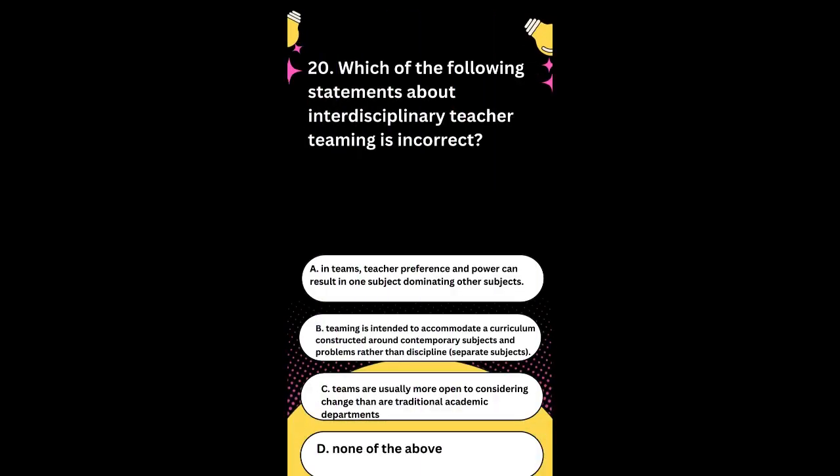20. Which of the following statements about interdisciplinary teacher teaming is incorrect? A. In teams, teacher preference and power can result in one subject dominating other subjects. B. Teaming is intended to accommodate a curriculum constructed around contemporary subjects and problems rather than discipline, separate subjects. C. Teams are usually more open to considering change than are traditional academic departments. D. None of the above.